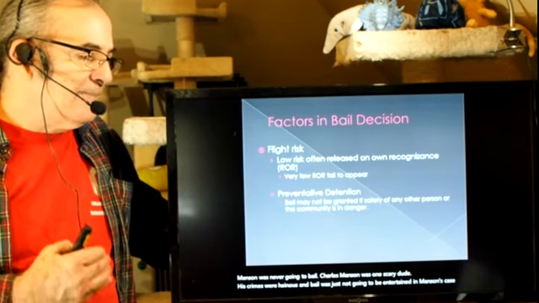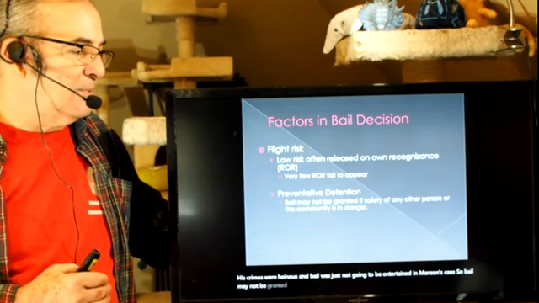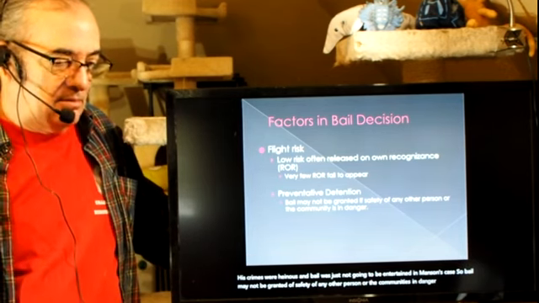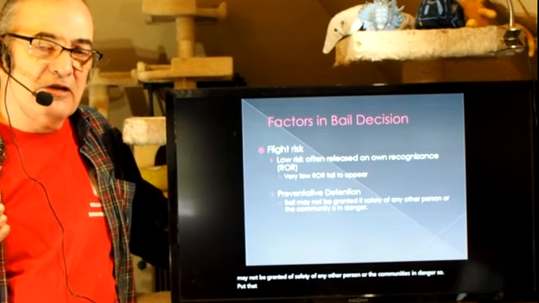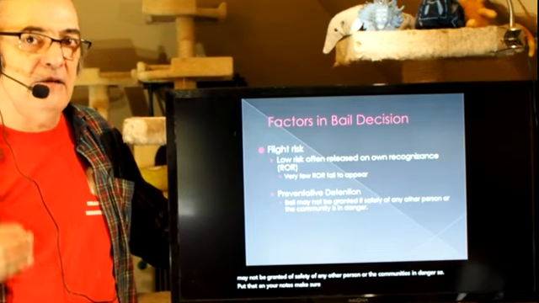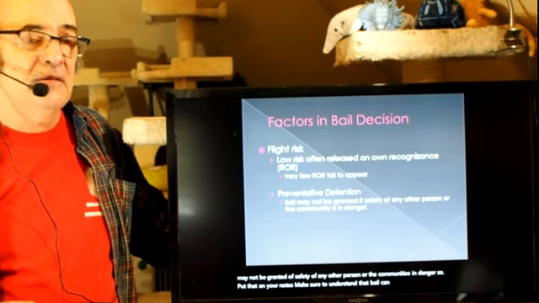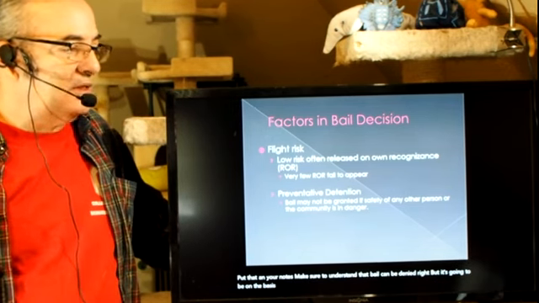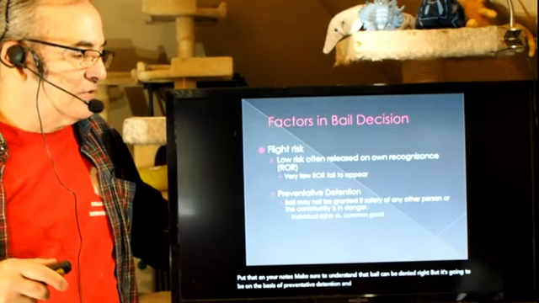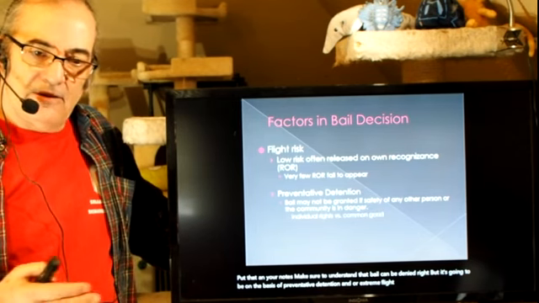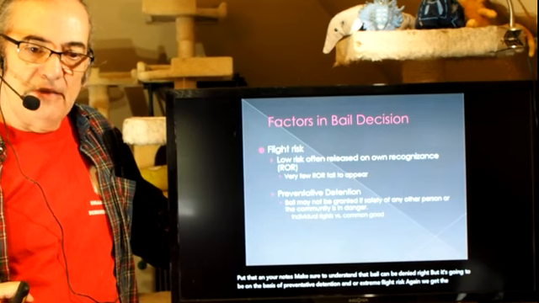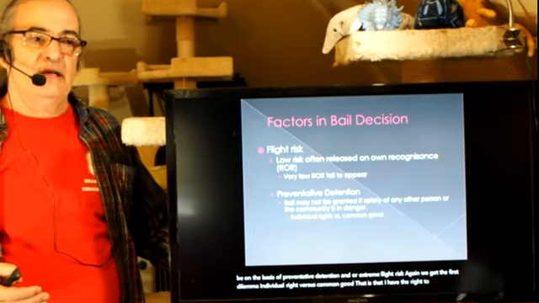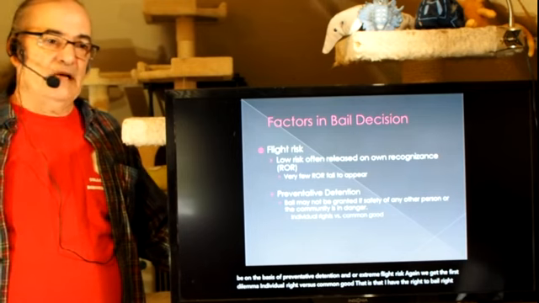So bail may not be granted if the safety of any other person or the community is in danger. Put that in your notes. Make sure to understand that bail can be denied, but it's going to be on the basis of preventative detention and/or extreme flight risk. Again, we get the first dilemma, individual right versus common good. That is, I have the right to bail, because individual rights dictate this.